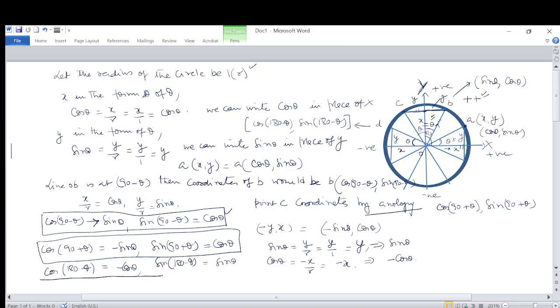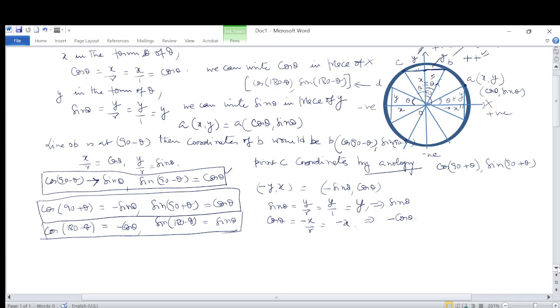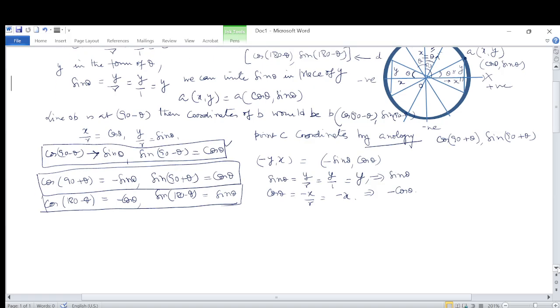Okay, let me take you through one more thing, and after that I will leave the rest for you. One more point: 180 plus theta. Let me come to 180 plus theta. So this is 180 plus theta. Here y is on the negative side. Let the point be E. So E can be written as cos 180 plus theta and sine 180 plus theta.